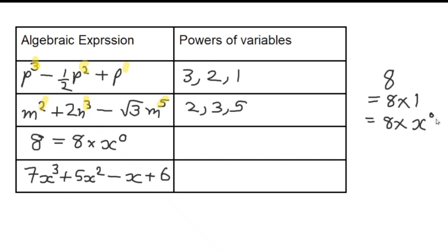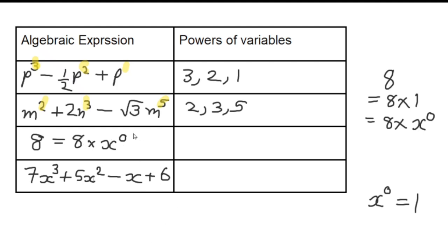Any variable x raised to 0 is equal to what? 1. This we have studied in the chapter of indices. In laws of indices we have seen any variable raised to 0 is equal to 1. So this 1 we can write as x raised to 0. So here we have 8 written as 8 into x raised to 0.